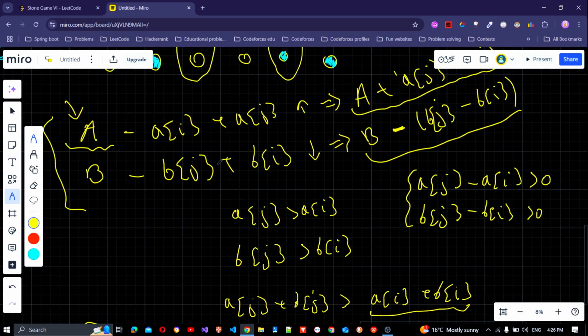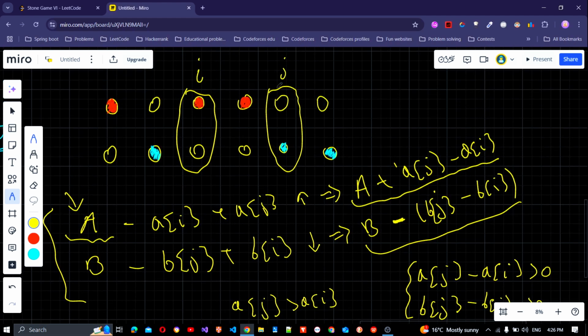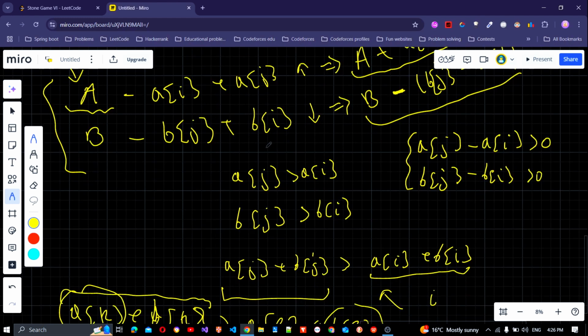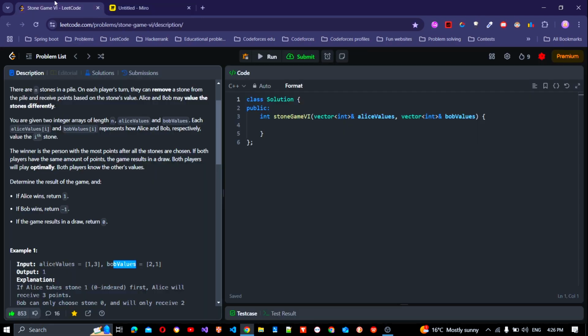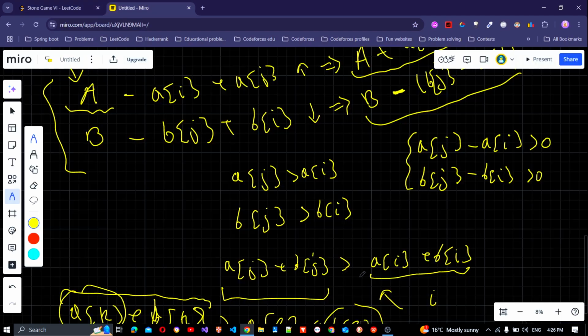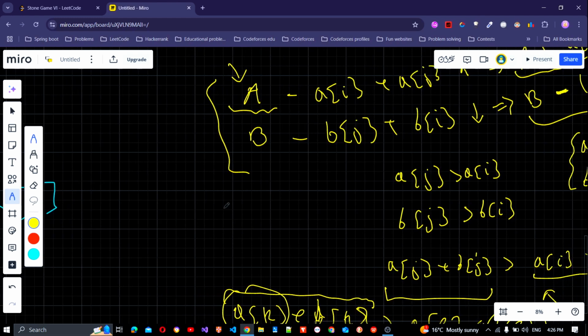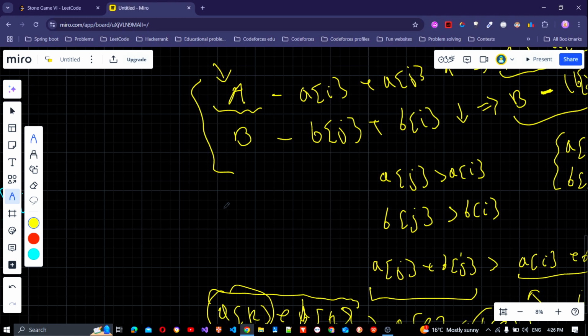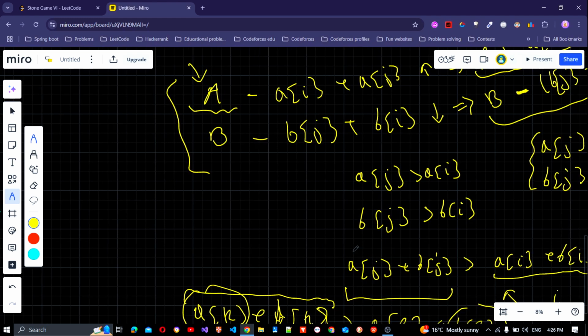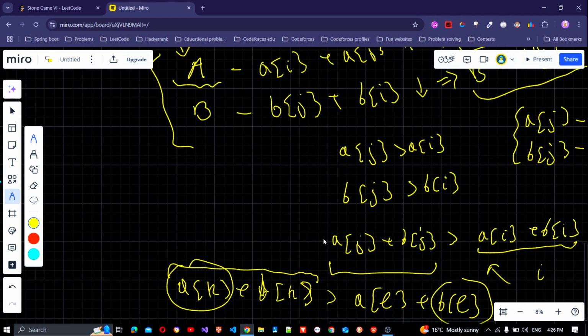So you see, Alice's score will increase when we take a stone J instead of I, if the sum AJ plus BJ is greater than AI plus BI. Remember that A and B represent these two arrays, Alice values and Bob values. So what hints us is that at their turn, the player will strategically, optimally, choose the stone with the largest sum of Alice value plus Bob value.